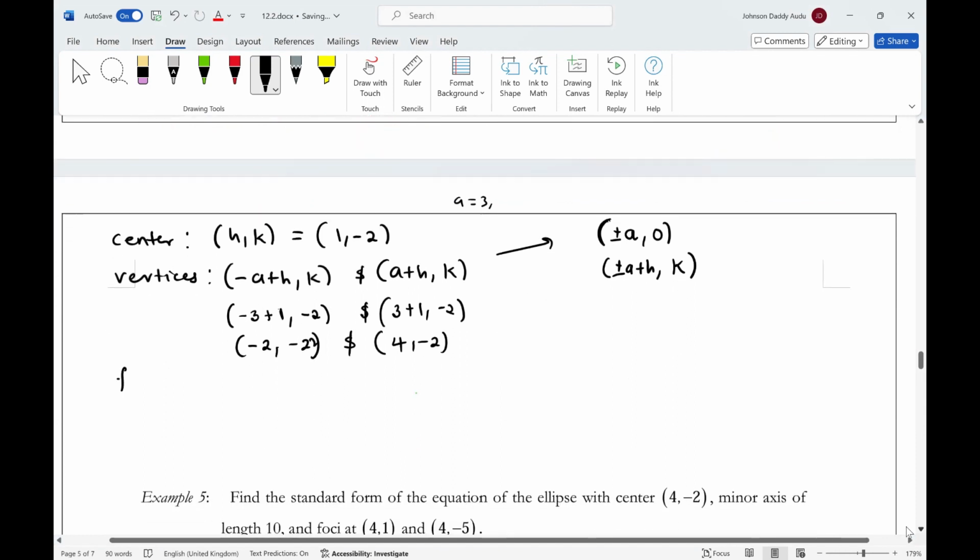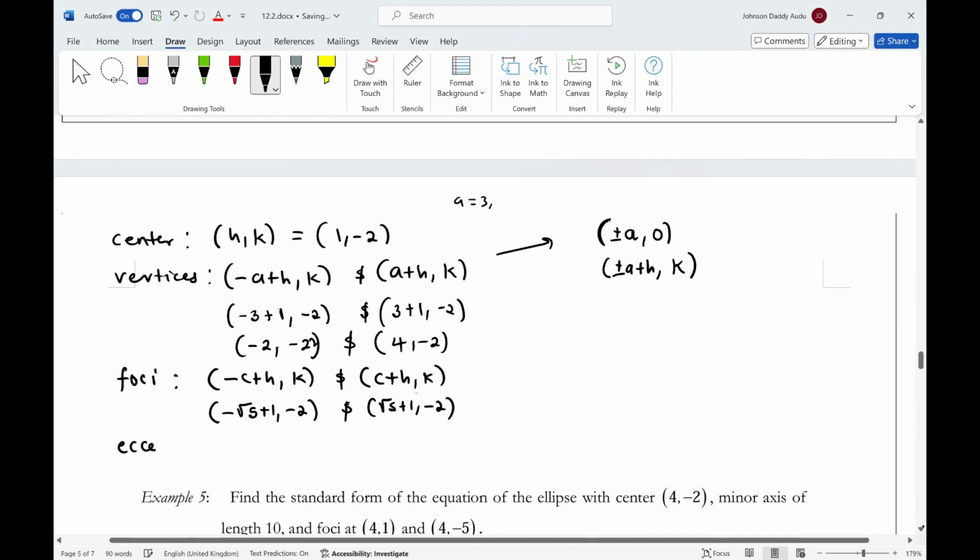Then we can find the foci now. What is the formula for the foci? It's going to be minus c plus h, k, and c plus h, k. Now, we already know what c is. So the foci are minus root 5 plus 1, minus 2, and root 5 plus 1 and minus 2. And now we can find our eccentricity.